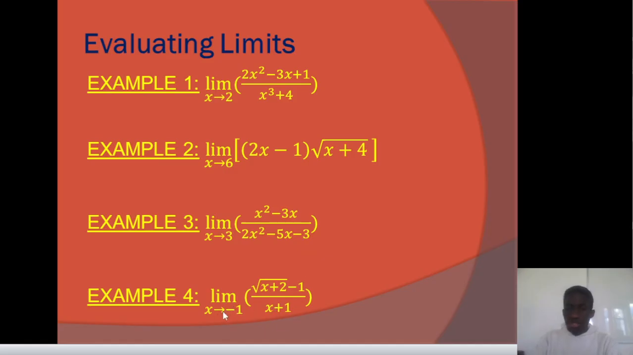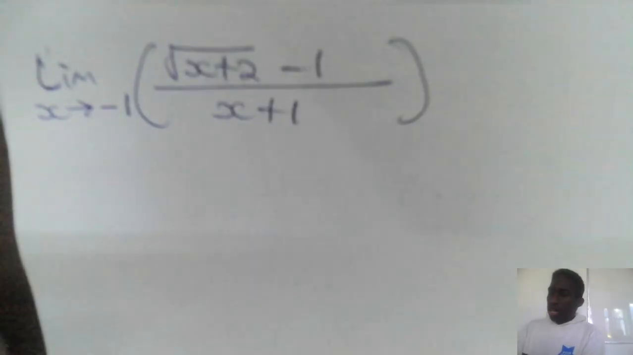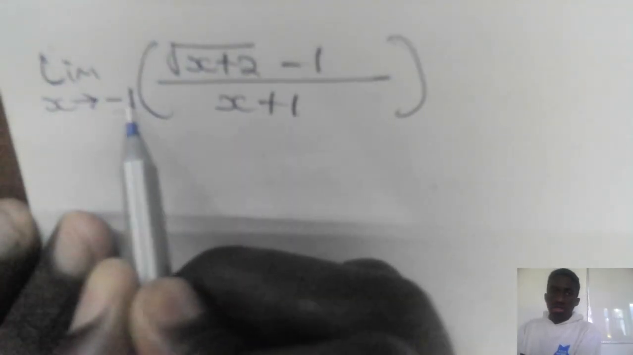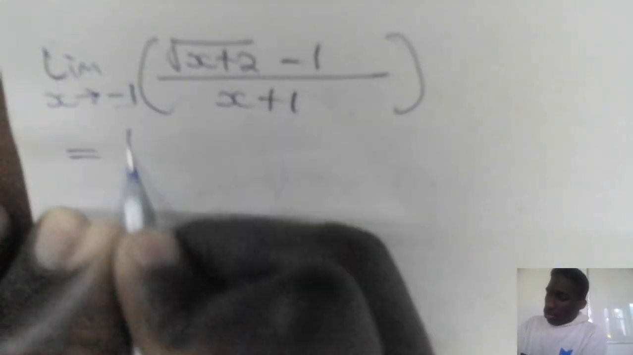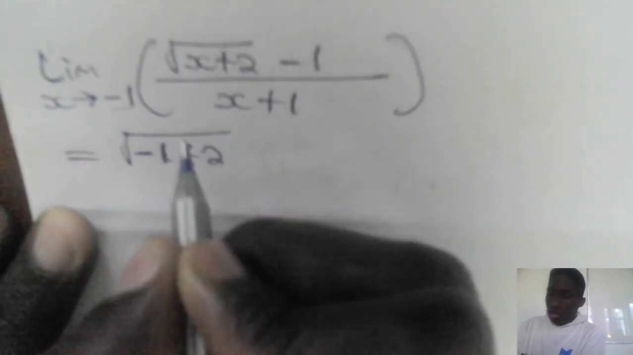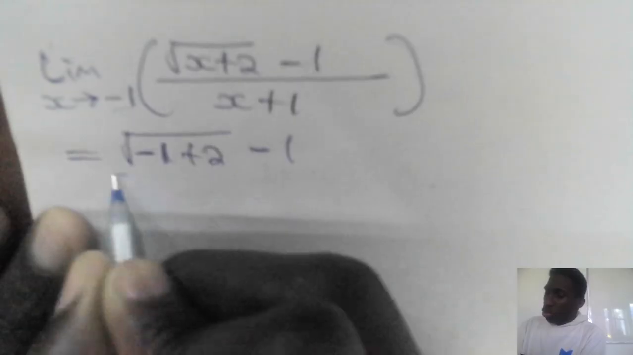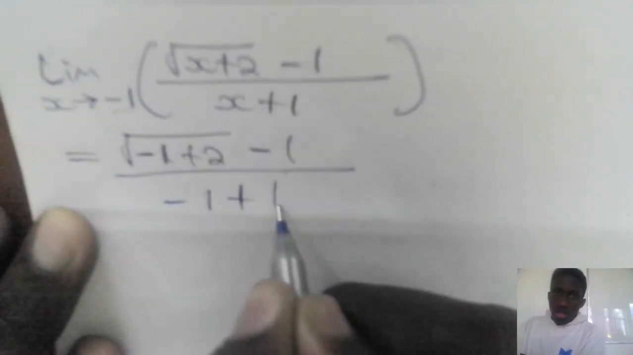We have to evaluate this limit of square root of x plus 2 minus 1 divided by x plus 1 as x approaches minus 1. Now we always begin by substituting, right? We just, wherever we see x, we just put in a minus 1. Let's try that. So this becomes square root of minus 1 plus 2, right? Because x here is being replaced by minus 1 from here divided by minus 1 plus 1.